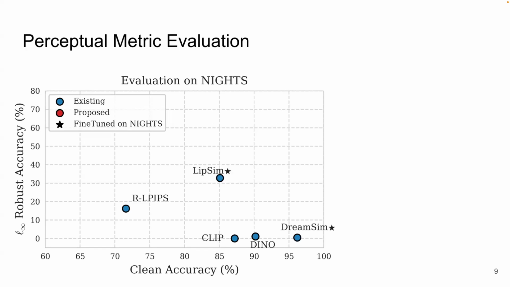Then there exists some prior work on robust perceptual metrics, R-LPIPS, which sacrifices a lot of clean performance, and also the robustness is not very convincing. And LiDSIM maintains a bit better clean performance, but the robustness is also quite low, and actually this model is also fine-tuned on this dataset.